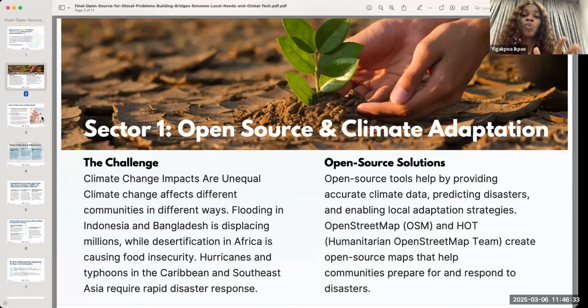One of them is OpenStreetMap and the Humanitarian OpenStreetMap Team. They're an open source team created by volunteers, obviously, that prepare for and respond to disasters, right? And it was used in Nepal during the Nepal earthquake in 2015. Volunteers mapped affected areas in real time to help relief teams. So that brings their global work to a local problem, right? And then for the Mozambique Cyclone Idai in 2019, it was also used to track the flooding and direct aid where it was needed the most.